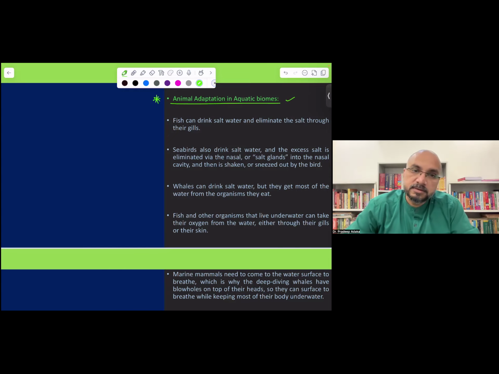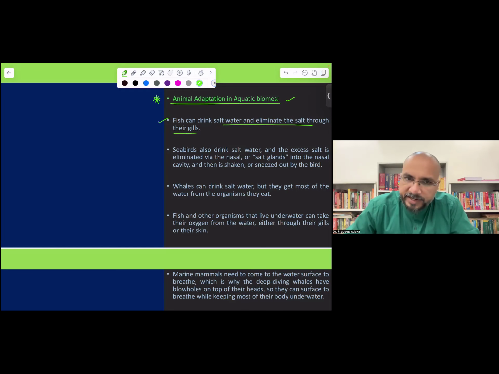Now what about animals? Okay, so fish, it can drink salt water and eliminate the salt through gills. So animals also have mechanism to survive in marine conditions. They can regulate the salt concentration.